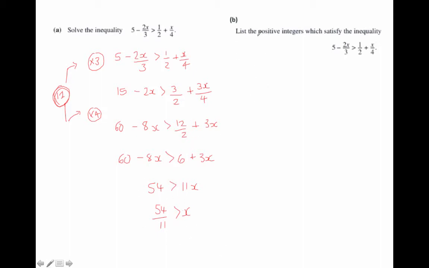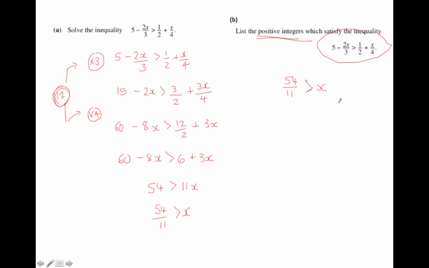Part B says list the positive integers, so positive whole numbers, which satisfy this inequality which we've just solved here. So we're writing the integers that satisfy x is less than 54 divided by 11. Well, 54 divided by 11, how many 11s in 54? Let's see, not quite 5, because if it was 5, it would be 55. So this as a decimal is going to be 4 point something.